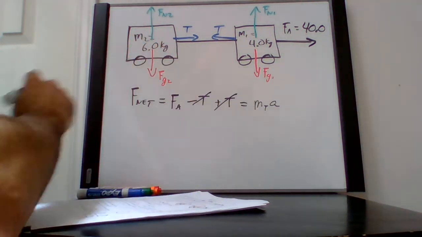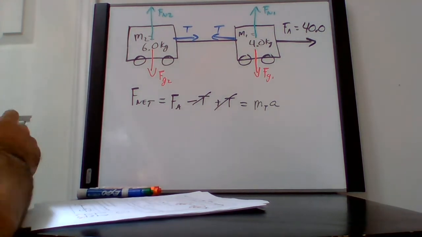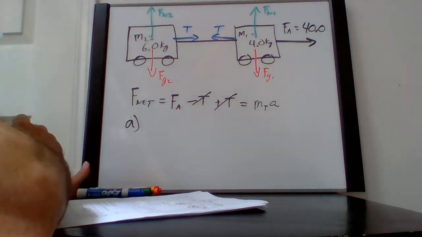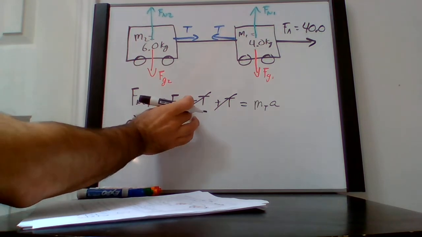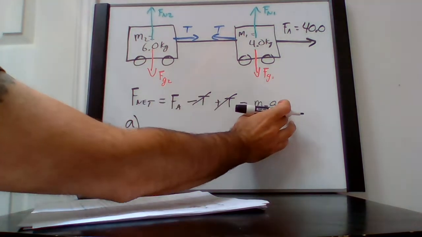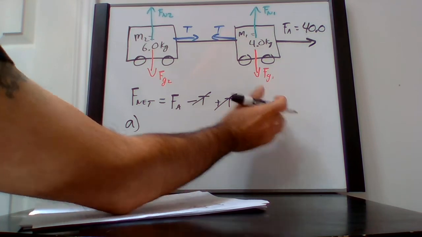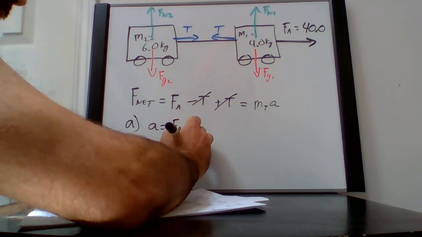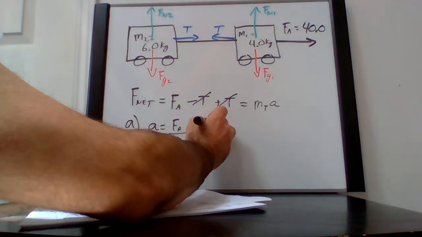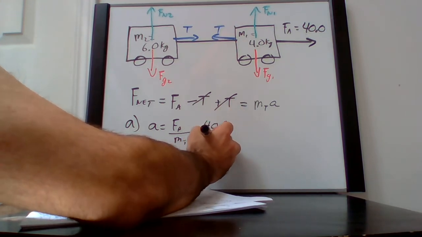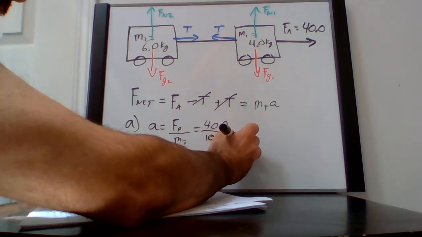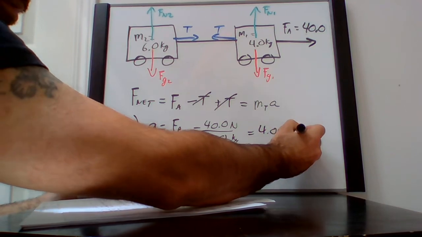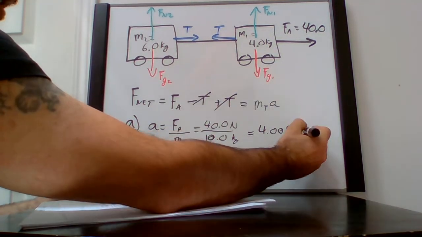So the question for this one was, if this has an applied force of 40 newtons, what is the acceleration of the carts? Looking at part A, F net is equal to F applied, and F applied is equal to the total mass times acceleration. Then acceleration is just that applied force divided by the total mass. So we have our 40 newtons divided by our 10 kilos, and this gives us 4.00 meters per second squared for our acceleration.